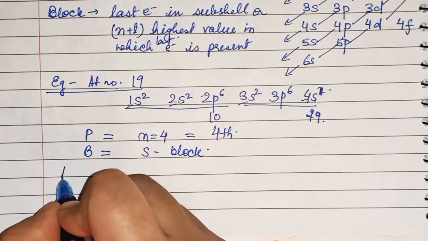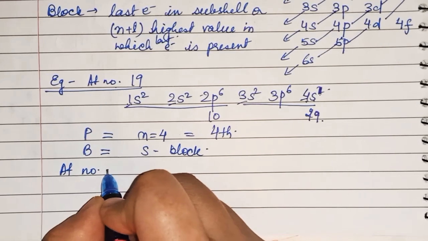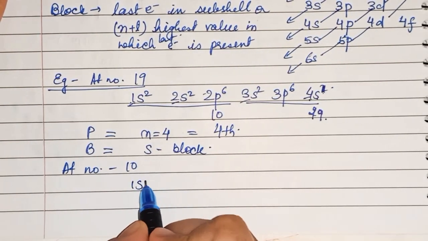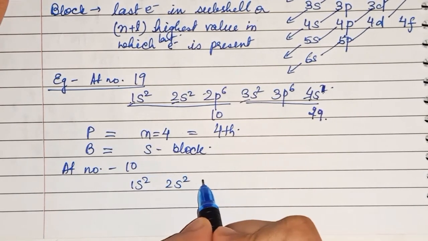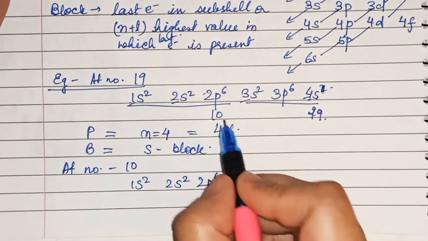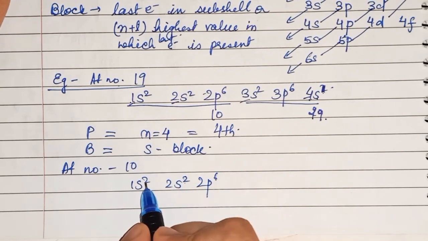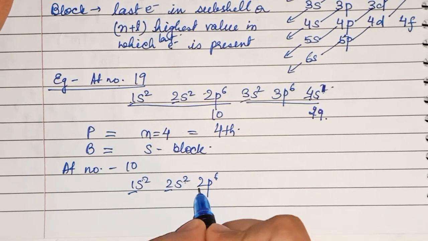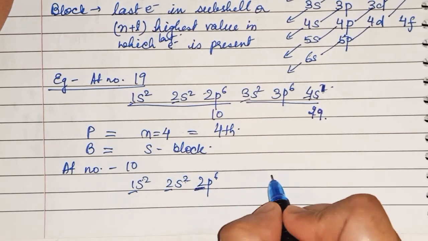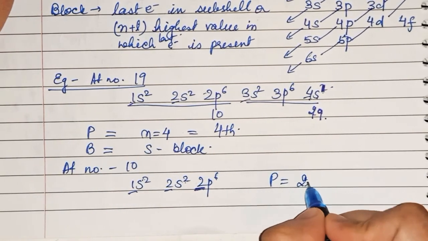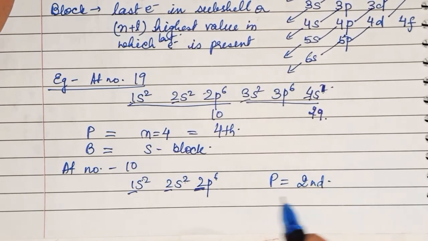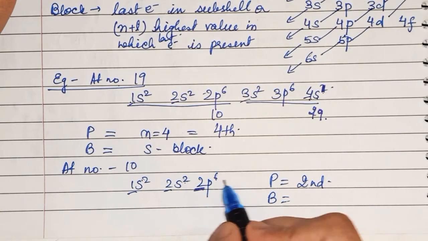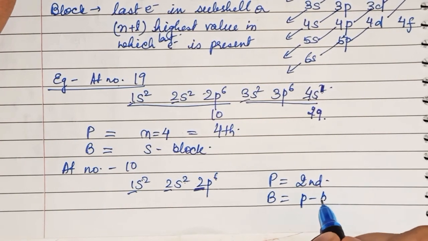Let's take one more example of atomic number 10. You will fill the electrons in 1s2, 2s2, 2p6. See here: 6, 2, 8 and 2, 10. So the largest value of n you are getting over here is 2, so it is the second period. And for the block, see here, the last electron is entering in p6. So you will write p block.